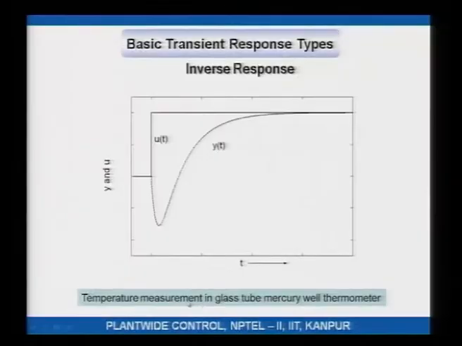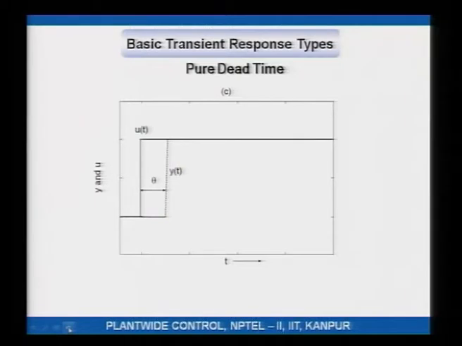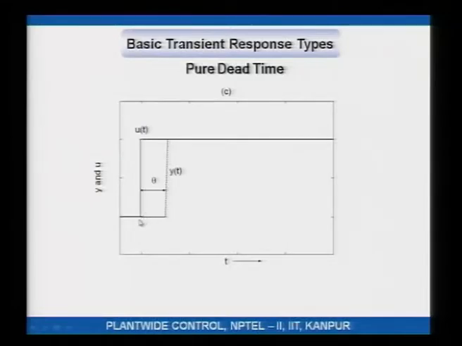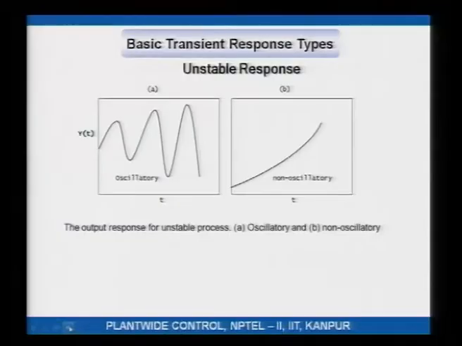Getting back to our presentation, so example of a temperature measurement in a glass tube mercury well thermometer. Basic transient response times, pure dead time. So you make a change now, nothing happens at the output. After some time, the output goes to the same value as the input. So, there is a pure dead time, and this is because of transportation lags.